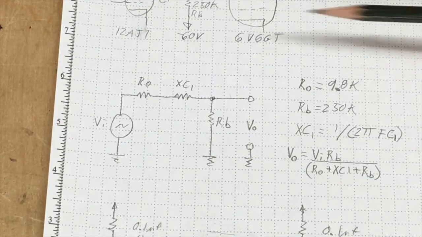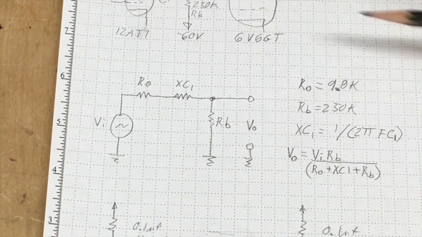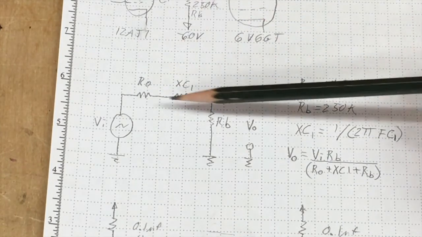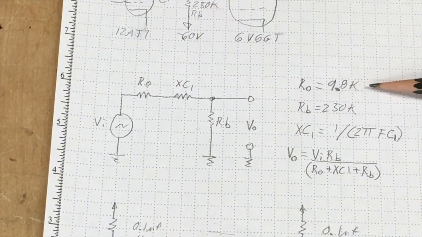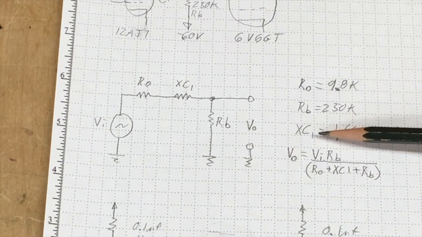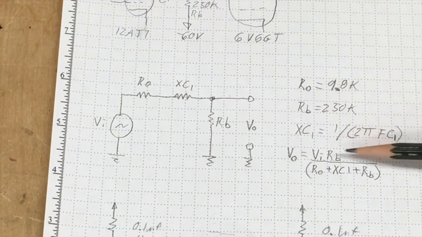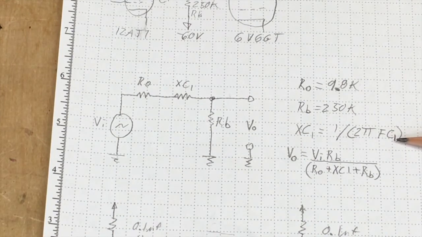And we have some values here. You can calculate the output resistance of that 12AT7, which ends up being around 9.8 kilo ohms. RB is, as we noted, 250K. The impedance of capacitor C1 varies with frequency based on this equation: it is 1 over 2 pi F, where F in hertz is the frequency, times the capacitance in farads.